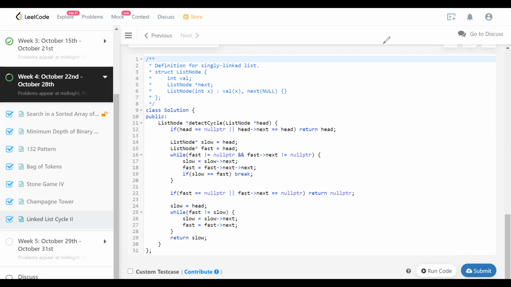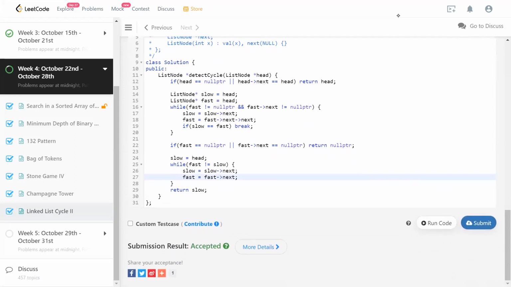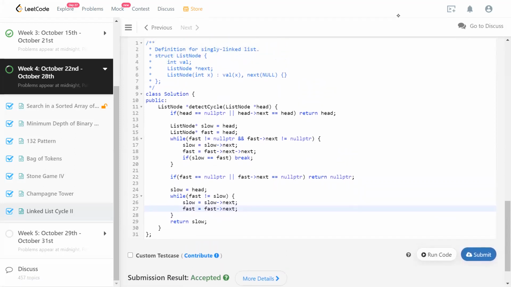So let's see whether it works. LeetCode accepts it. So let's see. Okay, let me just submit it and see if it works. See, it has accepted. And look at the complexity: space complexity is clearly constant space.